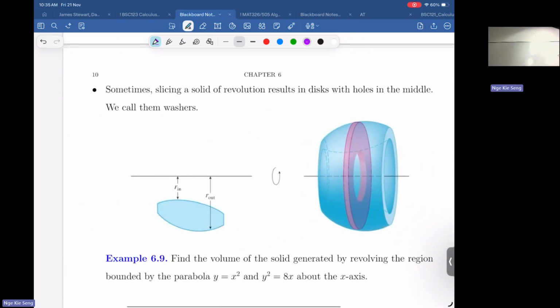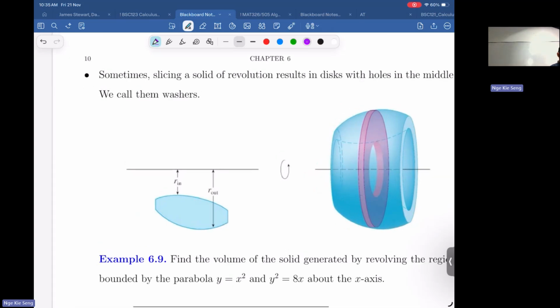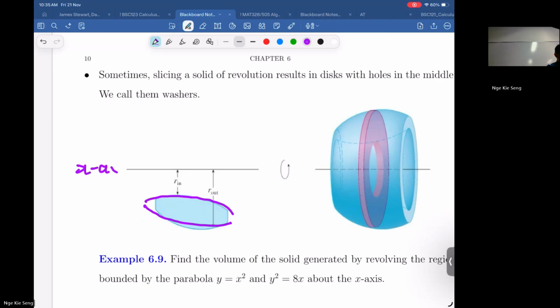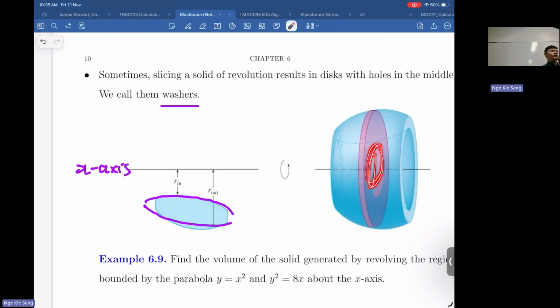Okay, so next, sometimes you can see that if we have two curves like that, and we want to revolve these two curves around the x-axis, for example, then this will form something called a washer. Do you know what a washer is? Washing machine. It's like a washing machine. There's a hole inside here where you can put your shirt. So this is the washer.